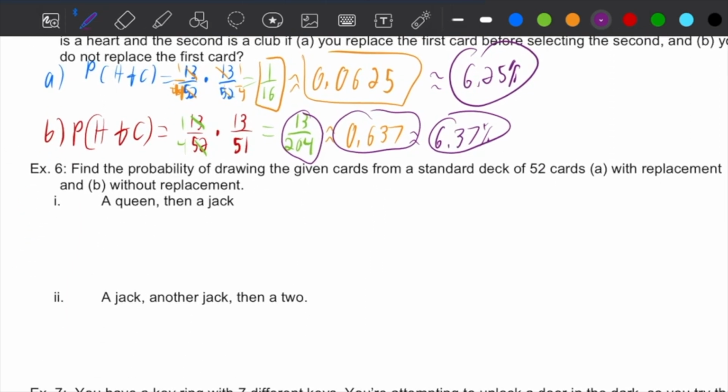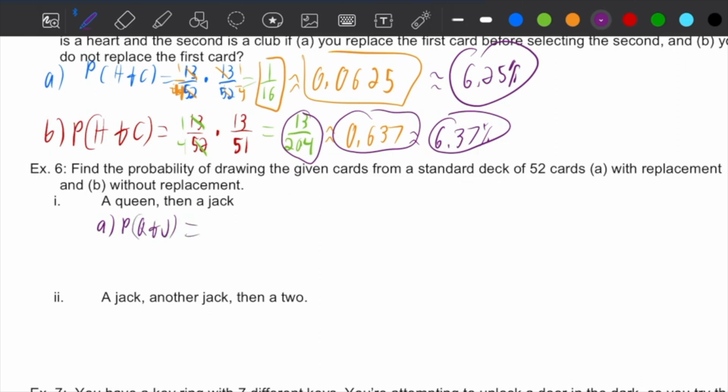Example 6. I want you to try these two examples, A and B, on your own. So the probability of drawing the given cards from a standard deck of 52 cards, first with replacement and then without replacement. So A, the probability that you draw a queen, then a jack.